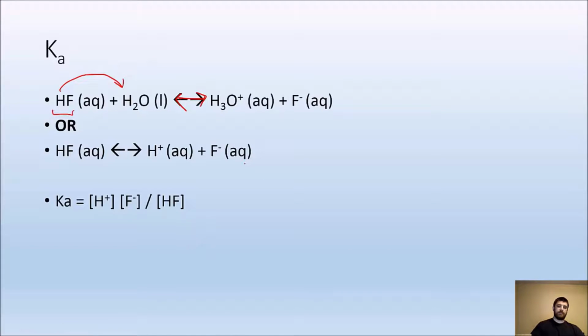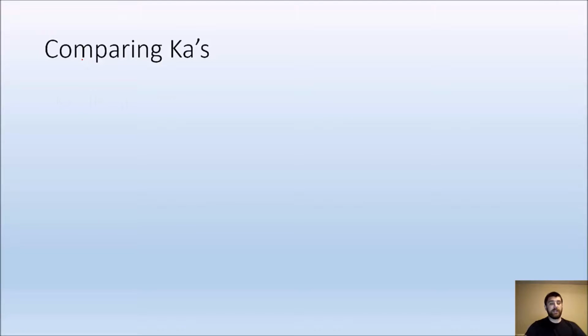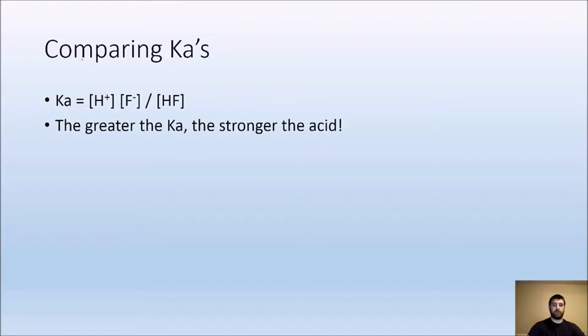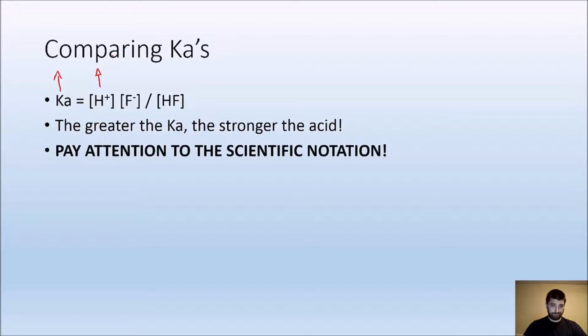So Ka is just an equilibrium constant for an acid, right? Think A for acid. So comparing Ka's, if this is our expression for Ka, the greater the Ka is, the stronger the acid, because if we got a bigger Ka, that's because we have more H pluses, so it's going to be a stronger acid.